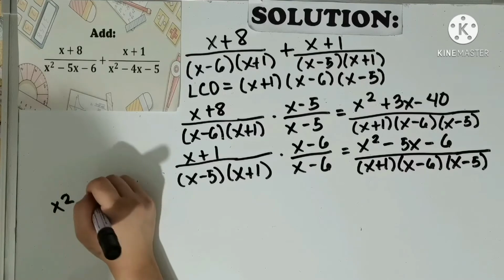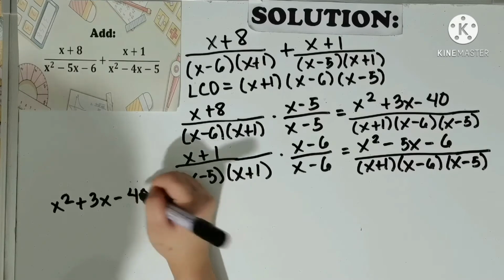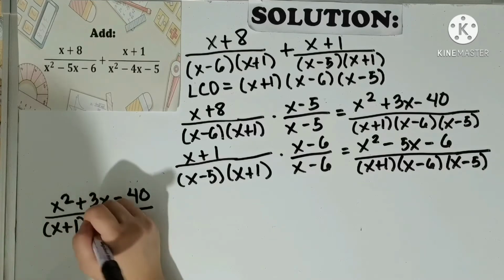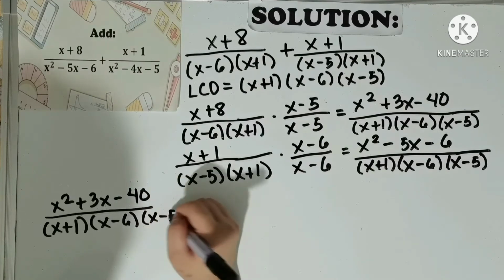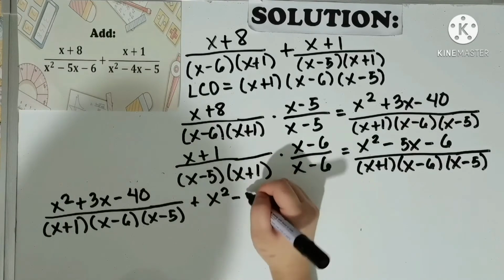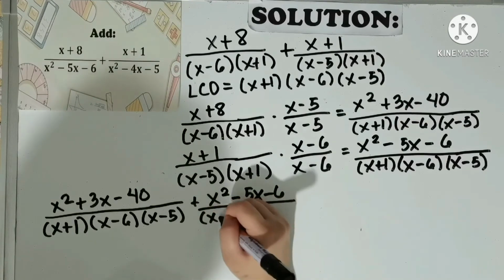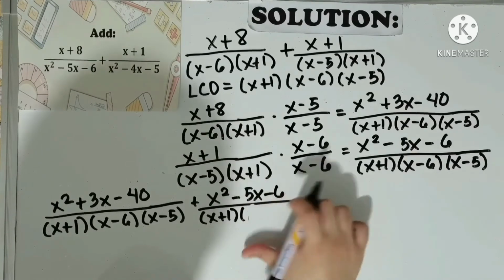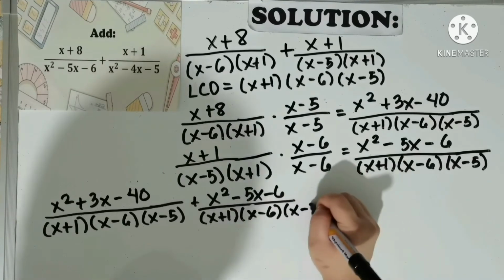x squared plus 3x minus 40 over the quantity x plus 1 multiplied by the quantity x minus 6 multiplied by the quantity x minus 5, plus x squared minus 5x minus 6 over the quantity x plus 1 multiplied by the quantity x minus 6 multiplied by the quantity x minus 5.